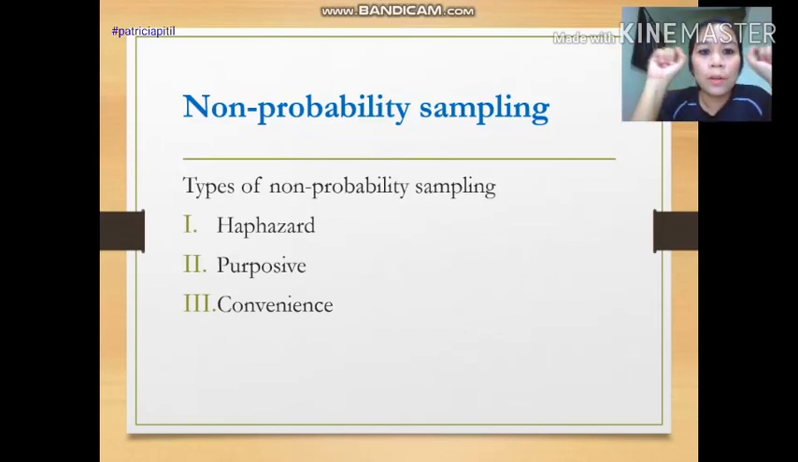Probability. With the term non-probability meaning that no, tidak ada kebarangkalian. So the sample is chosen because of something ataupun because of characteristic that we decide. We have three types: haphazard, purposive, convenient. Haphazard tu macam malapetaka kan. The second one is purposive with tujuan, and then the third one, convenience, is very accessible.